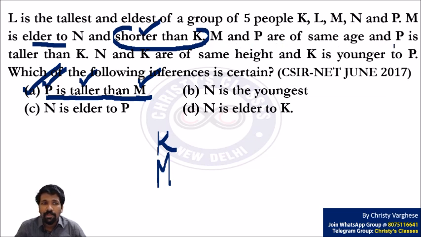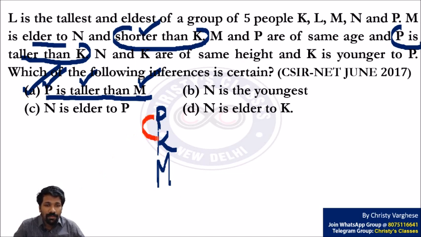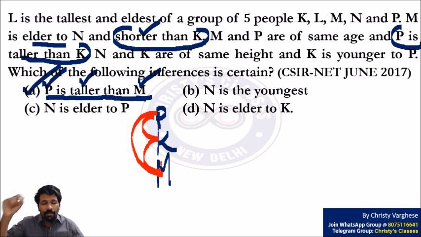M and P are of same age is not needed. P is taller than K is definitely needed. P is taller than K means P above K. Now that proves that P should be taller than M, because it is height. It will follow the transitivity property. P taller than K, K taller than M means P will be taller than M. If your father is taller than you and you are taller than your sibling, your father will be taller than your sibling also. So definitely P taller than K, K taller than M means P taller than M. So option A is always true. From the given information we can say that it is a certain inference. So option A is the answer.